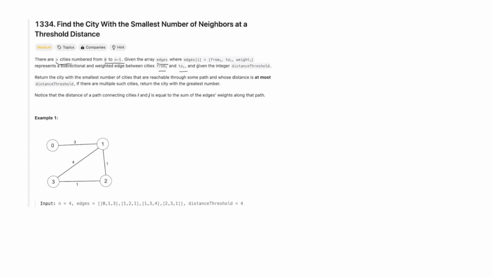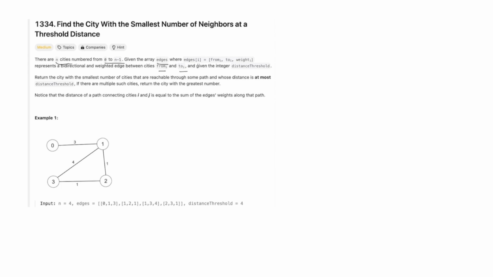What we need to return is the city with the smallest number of cities that are reachable through some path and whose distance is at most the distance threshold. If there are multiple such cities, return the city with the greatest number. Okay, let's see what they are actually telling and what they are actually asking.